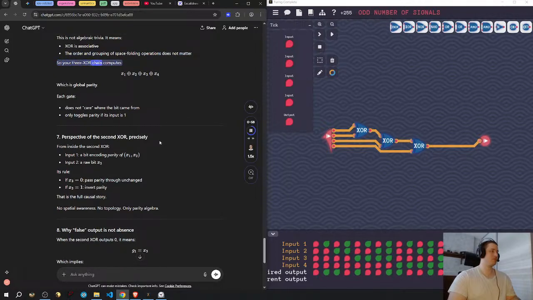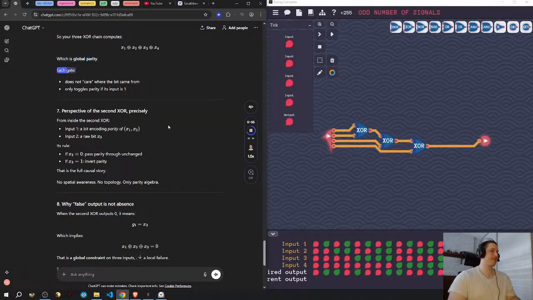So your 3 XOR chain computes x1 ⊕ x2 ⊕ x3, which is global parity. Each gate does not care where the bit came from. It only toggles parity if its input is 1.